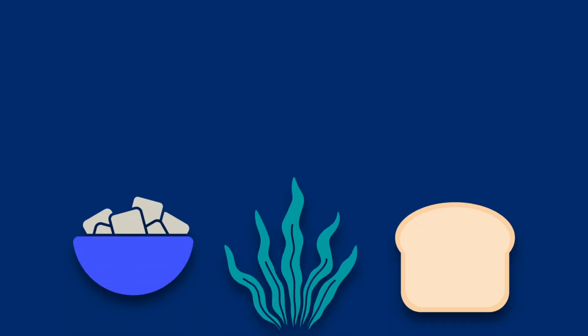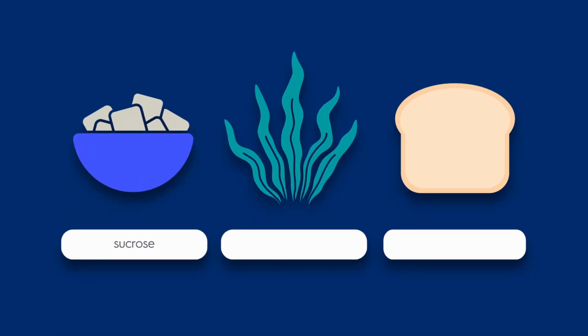Now let's classify these. Table sugar is sucrose, a disaccharide. Seaweed fiber contains cellulose-like polysaccharides for structure. Sprouted bread is rich in starch, a storage polysaccharide.